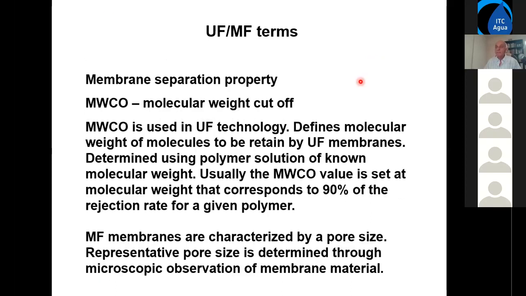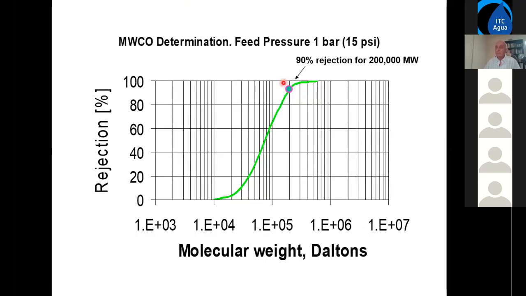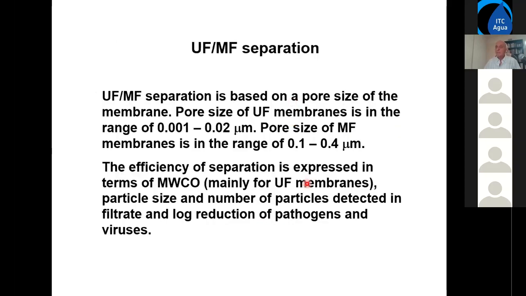Molecular weight cutoff is just an academic term. We're not using this in normal operation, but it says that this is the size of the molecule that the membrane will reject at 90%. So the membrane rejects 90%, and the molecular weight cutoff here will be 100,000 for this type of membrane.